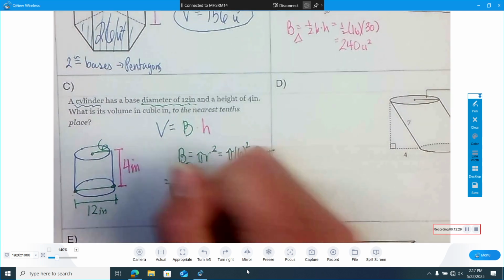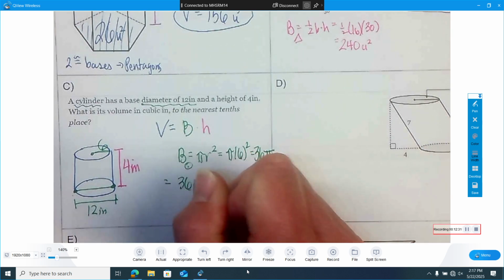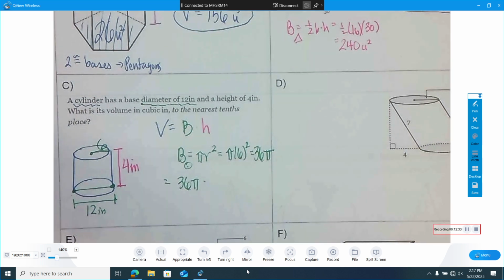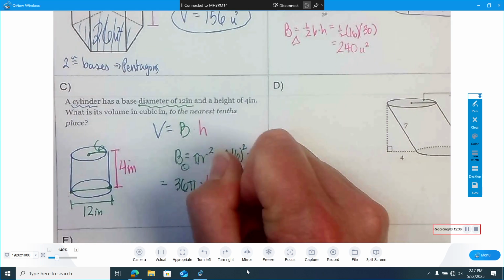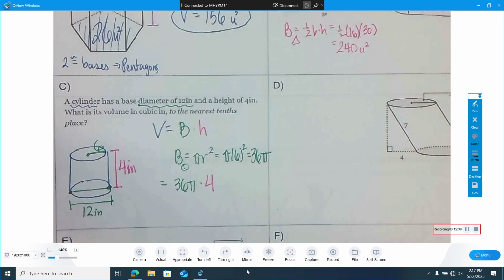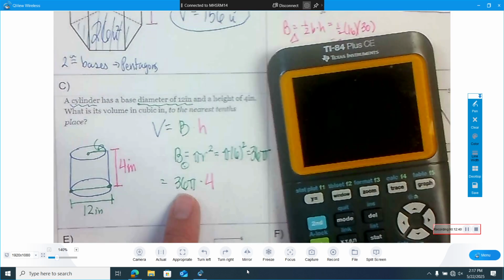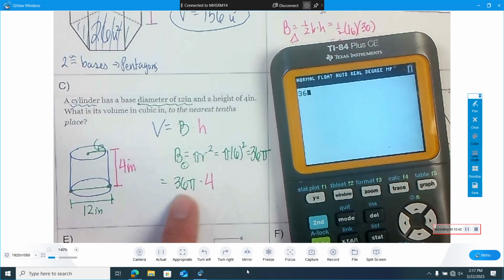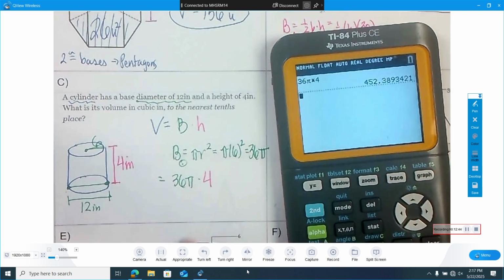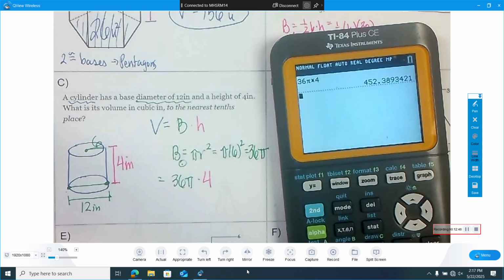Okay. So then to find the volume, it's 36 pi times our height of 4. Area of the base times the height. And I can put that in my calculator pretty easily. 36 pi times 4 is 452.4.